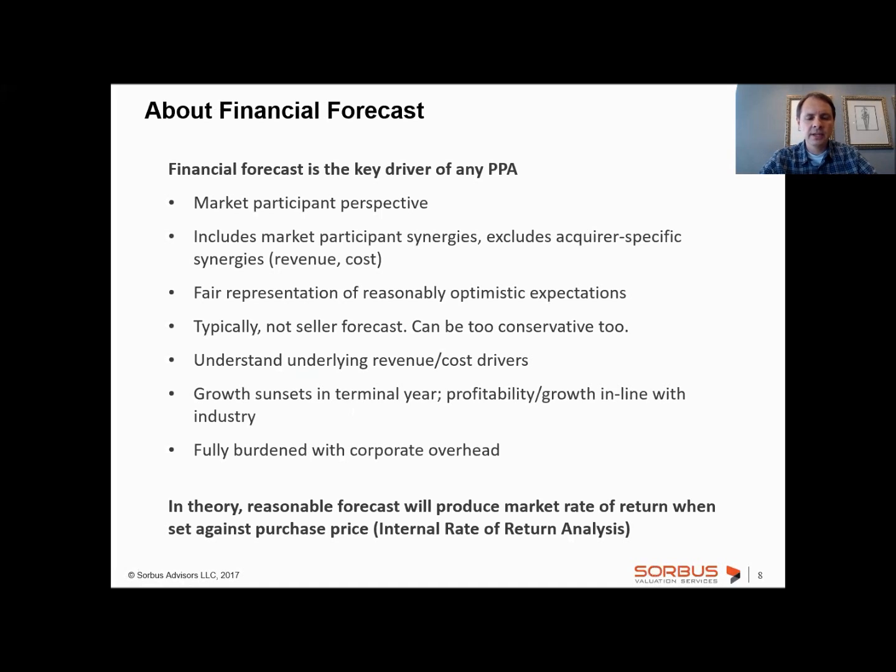The last point here, and actually very important, is that the forecast has to be fully burdened with all the corporate overheads. A lot of times we see a forecast that is incremental. In other words, it does not include all the costs that are typically incurred by the buyer, but all that has to be included.